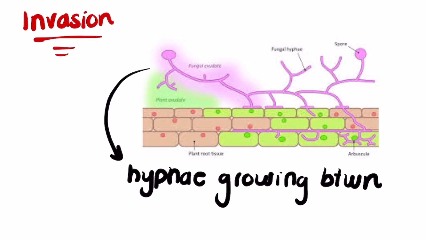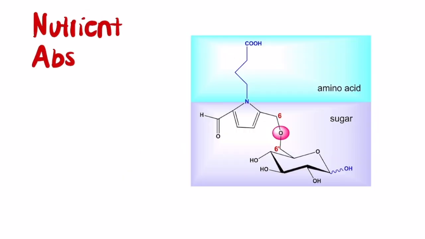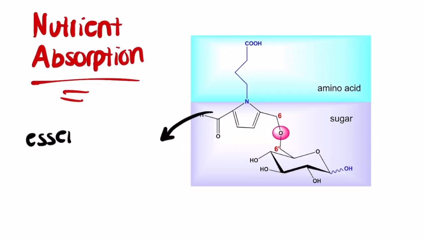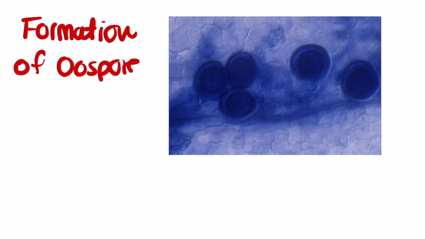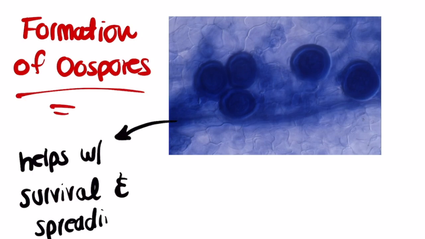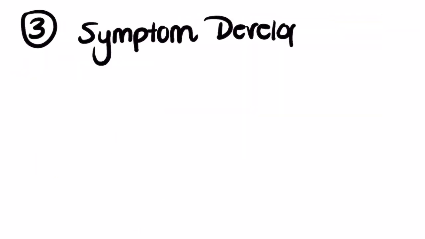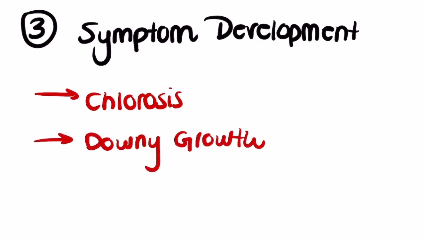Invasion is hyphae growing between the cells rather than inside. Nutrient absorption, the pathogen extracts essential nutrients such as sugars and amino acids from the host cells. And formation of oospores, which are thick-walled spores that can endure harsh environmental conditions. Third is symptom development, which is through chlorosis, downy growth, and leaf drop.